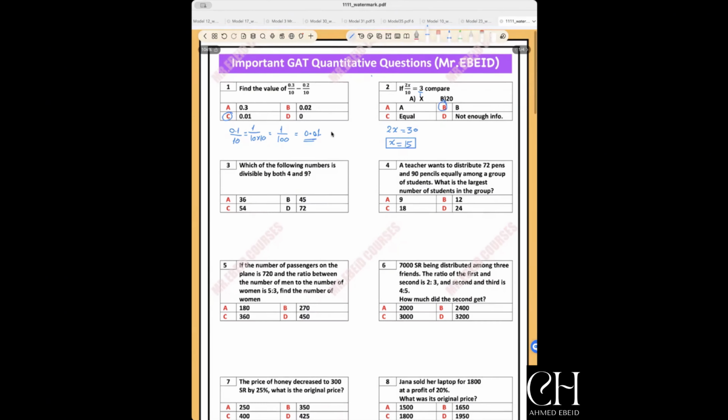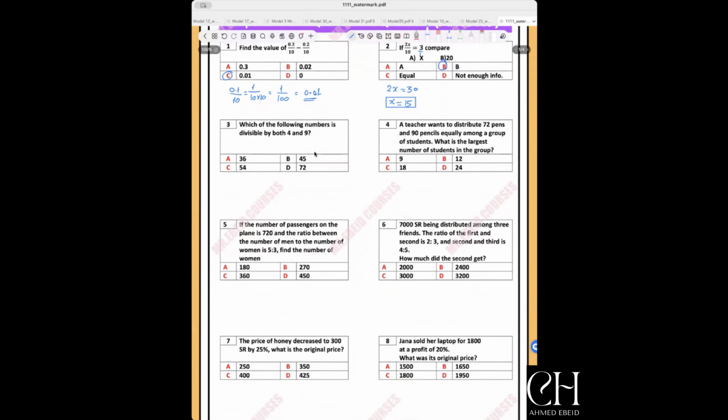Let's move to 3. Which of the following numbers is divisible by both 4 and 9? We'll pick one from the choices and check whether it is possible to divide the number by 4 and 9 or not. For example, if you have 36, you know that 4 times 9 equals 36. So 36 is divisible by 9 and also divisible by 4. So the answer is A.